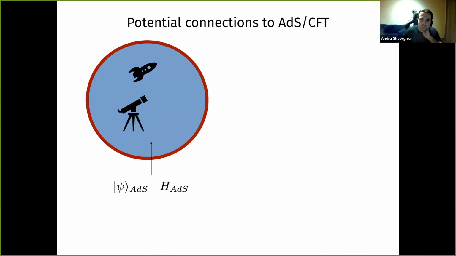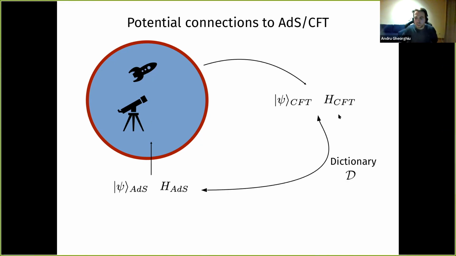Okay, so AdS/CFT, as I'm sure people are familiar with, is this correspondence between some sort of bulk theory in an anti-de Sitter space and a boundary theory that is a conformal field theory. Here, psi_AdS is some sort of quantum state in the interior, and H_AdS is a Hamiltonian that could describe the evolution of that state in the interior. Analogously, we have the state and the Hamiltonian on the boundary. And it's believed that there's some sort of dictionary that can relate these two quantities.